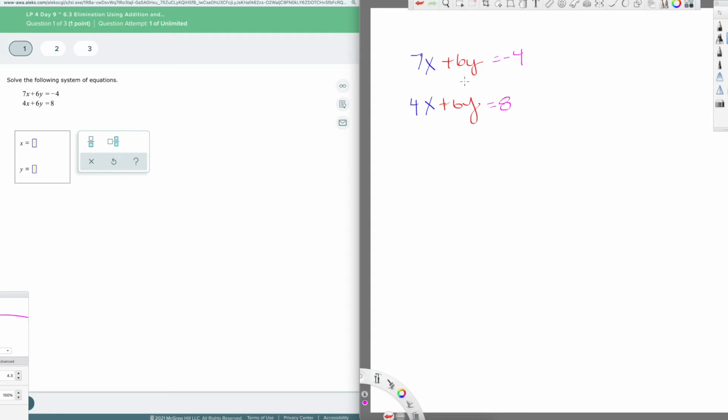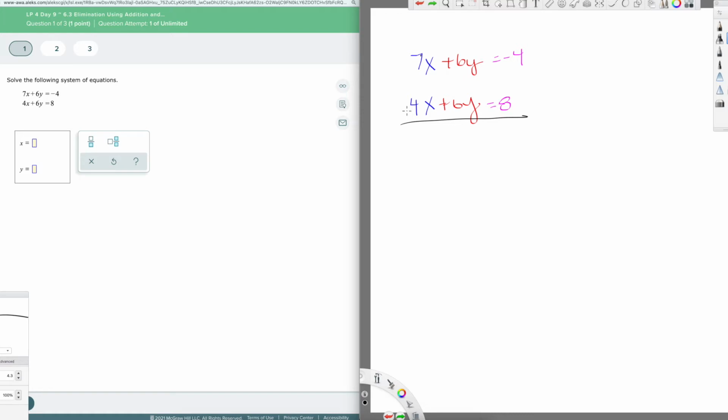So the x coefficients do not match. If I subtracted these, I would not get 0. But 6 minus 6 would get me 0. So what I want to do is subtract this whole bottom equation. And when I subtract the whole bottom, I have to make sure that I apply this negative. So when I apply the negative, what it means is everything is going to flip.